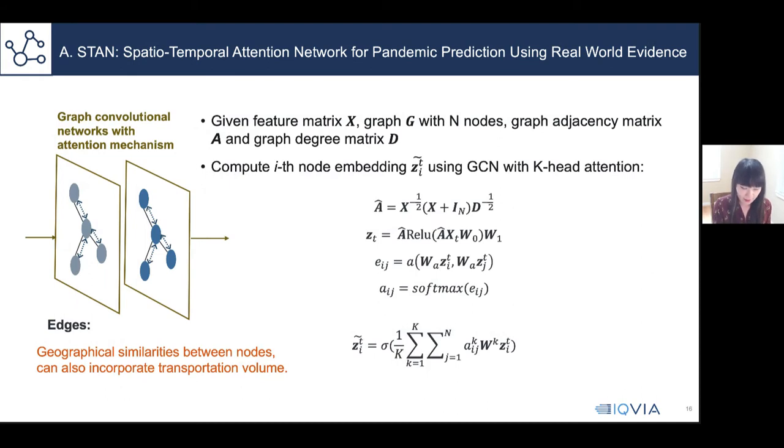We then connect these nodes using geographical similarities between the nodes. The edges can also incorporate transportation volume to better capture the disease transmission. And the graph is then fed into a graph attention network to extract spatial temporal features and learn the graph embedding for a target location.